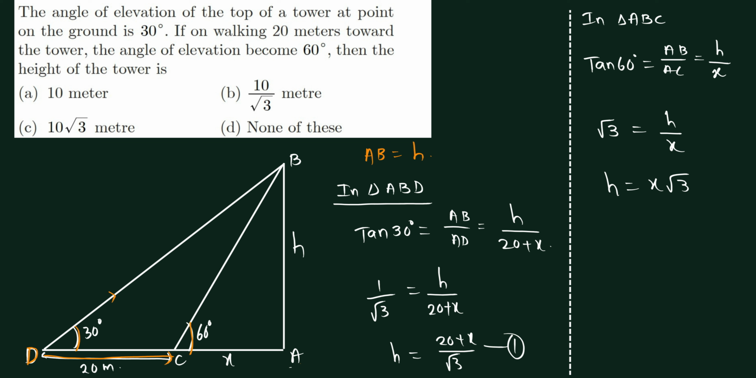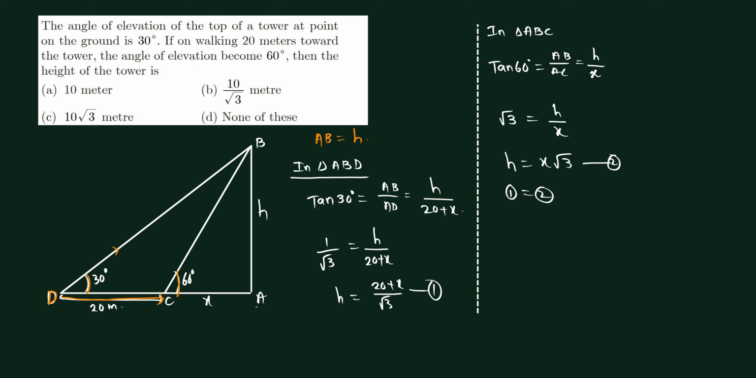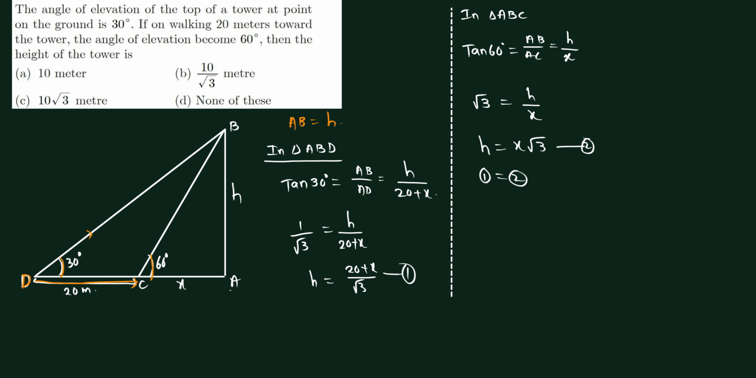From equation 1 and 2, when you equate these two, what will you get here? Both things are equal to the height, right? Then you make the expressions equal: (20 plus X) by root 3 is equal to X root 3.